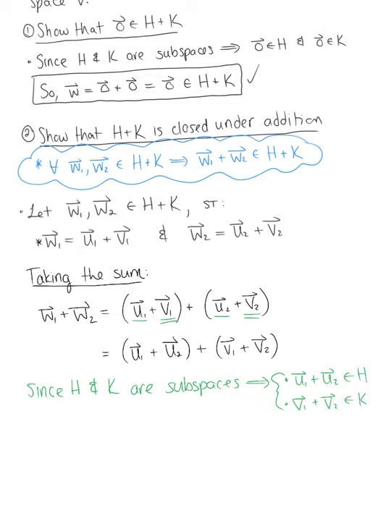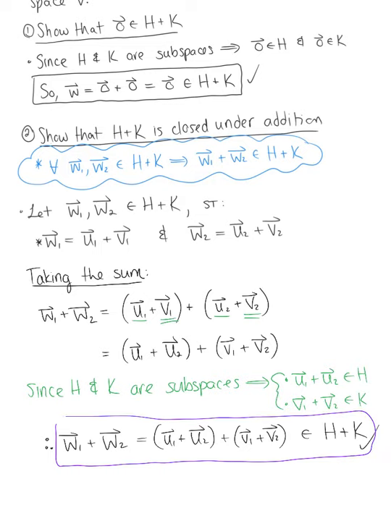So therefore, we can conclude that vector W sub 1 plus W sub 2, which is defined as vector U sub 1 plus U sub 2 plus vector V sub 1 plus vector V sub 2, is an element of the set H plus K, which is what we wanted to show. And so we have confirmed here that H plus K is closed under addition. We have one more to go.